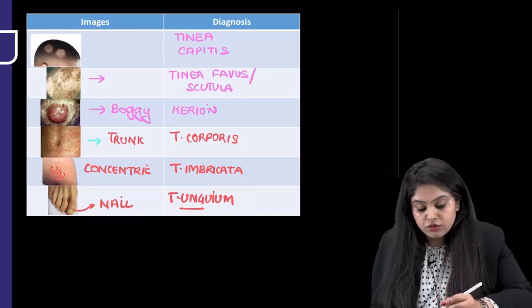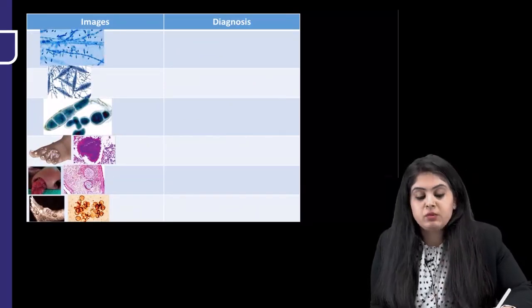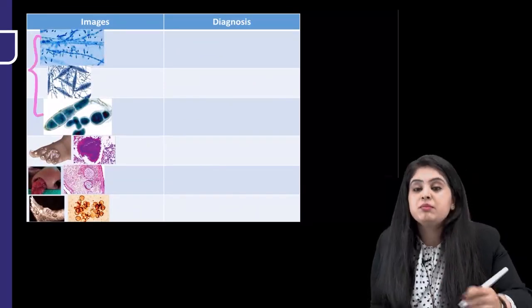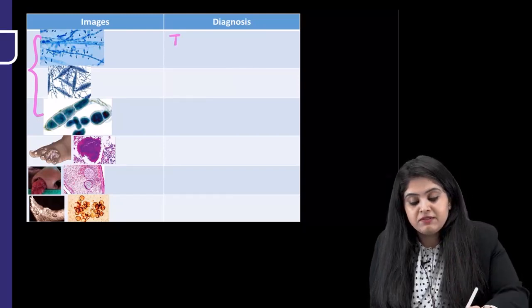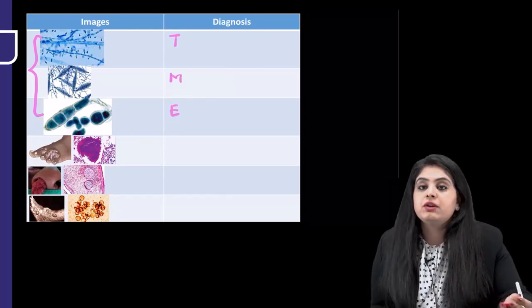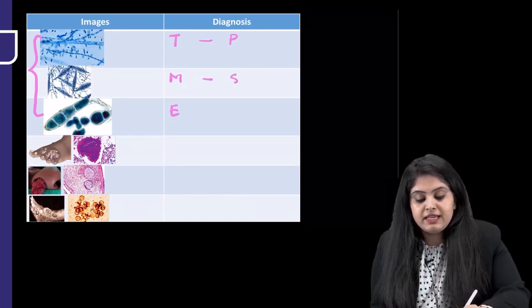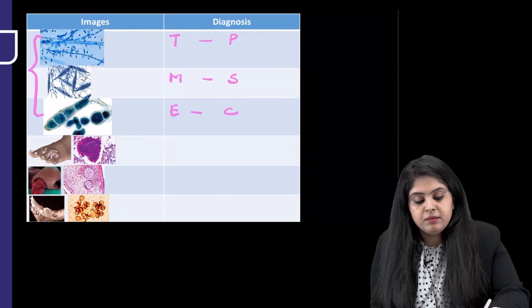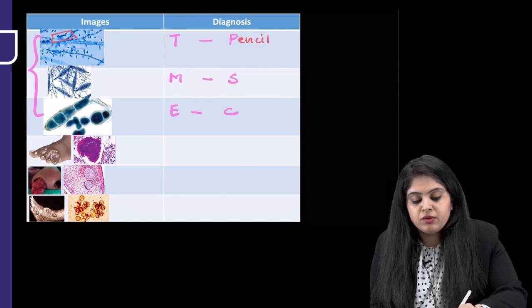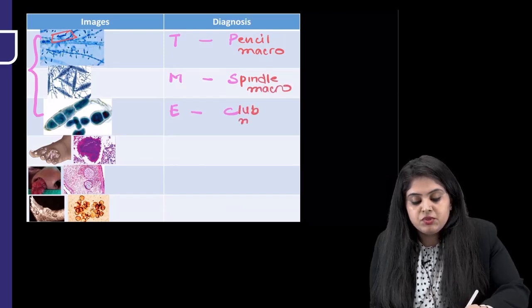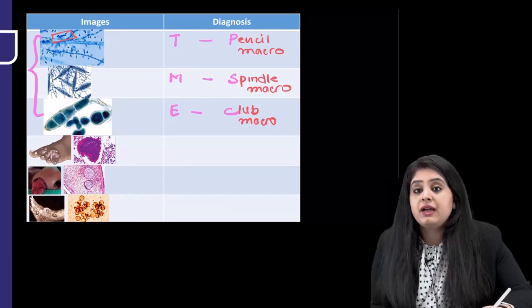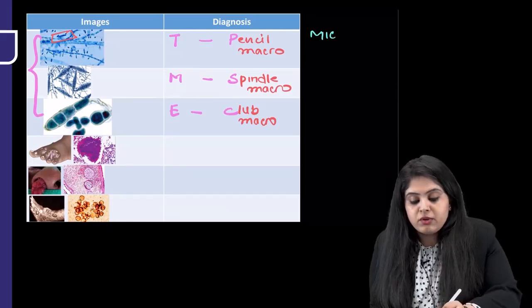What next? I have some pictures of the microscope which are going to help me. So the next one, remember these three dermatophytes and remember the selfish mnemonic that I told you about, TME, that is Trichophyton, Microsporum and Epidermophyton. And what were we having? We were having P, S and C. What was P, S and C? P was what? We had the pencil-shaped macroconidia. Next, we have the spindle-shaped macroconidia. And lastly, we had the club-shaped macroconidia. That was the story of the macro. What is the story of the micro that you have to know? That was going in the descending order, right?